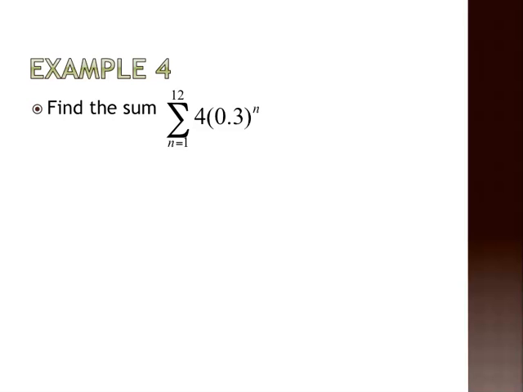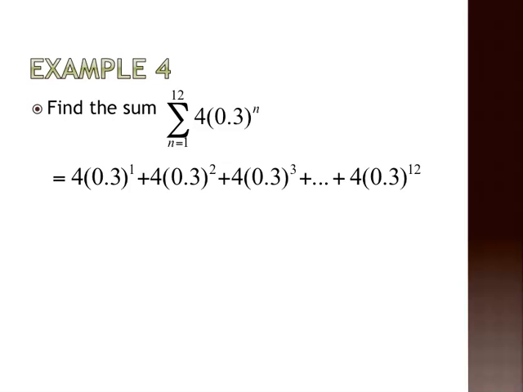Okay, now you could go about doing this and saying, okay, well, this is 4 times 0.3 to the first, 4 times 0.3 to the second, and so on until you get up to the 12th term. Now that's going to take a lot of time. That's going to be tedious.